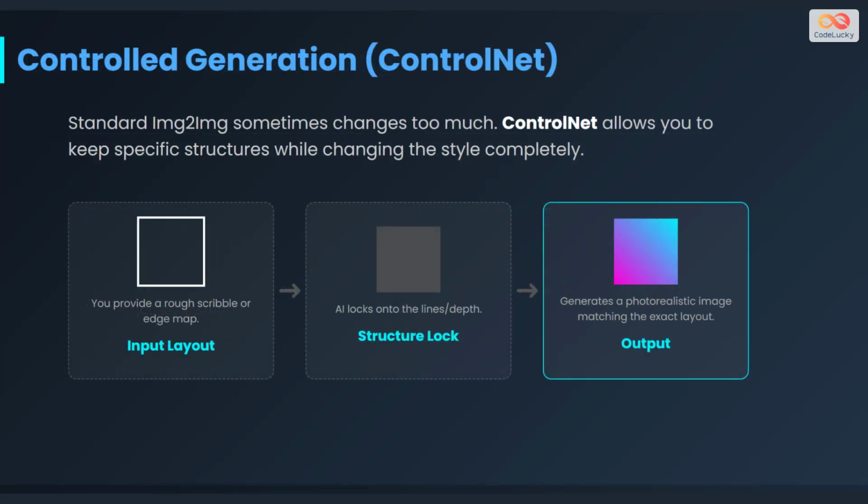Sometimes, standard generation changes too much. That is where tools like ControlNet come in. They allow you to lock onto the edges or depth of an image. You can feed in a simple stick figure drawing or a rough sketch, and the AI will generate a photorealistic image that matches that exact layout perfectly.